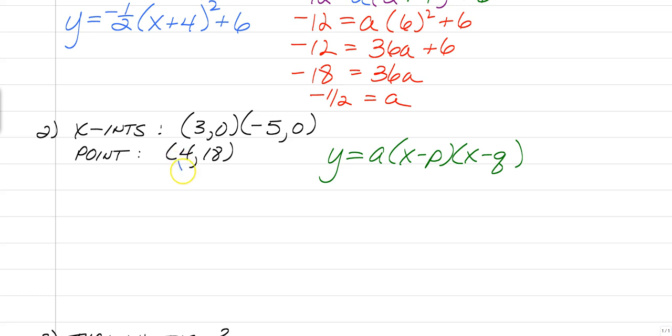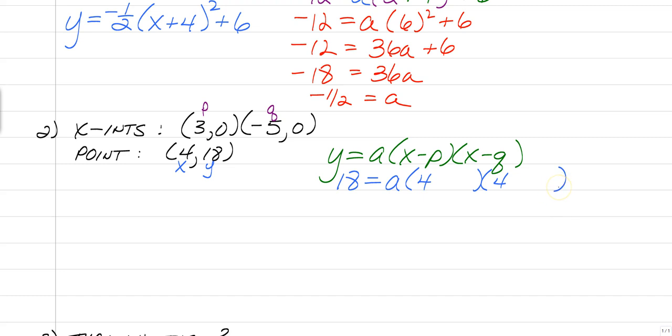So the point, of course, is x and y. And then we have two different x-intercepts, but with the x-intercept, the important part is obviously the x, which is our p and q's, our x-intercepts of these guys. So here's our p and here's our q. So again, to fill this in, we put our x and y where they belong. So y is 18 is equal to a again, and our x value is 4 for both.